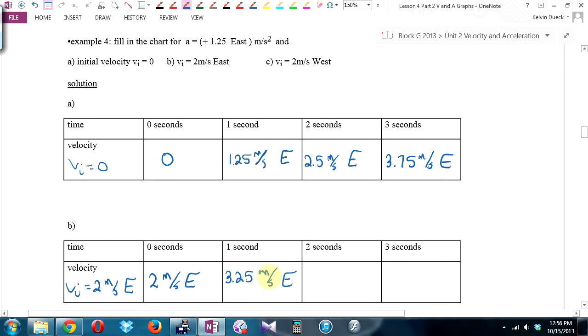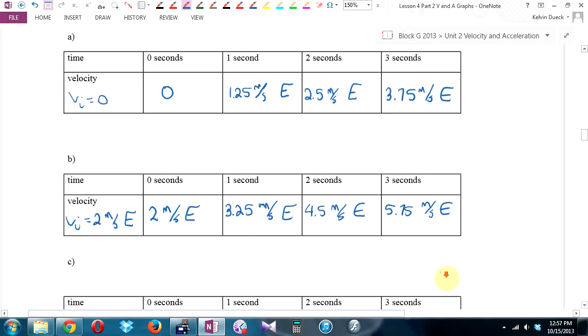How about after 2 seconds? If we radar gun you now, how fast will you be traveling? 4.5 meters per second heading to the east, moving pretty quick. My room is about 12 meters wide, so it would take you about 3 seconds to get across my room. That's about the speed of a fairly quick bike. What about after 3 seconds? 5.75 meters per second east. Now you're feeling the wind in your hair. You're going pretty good.